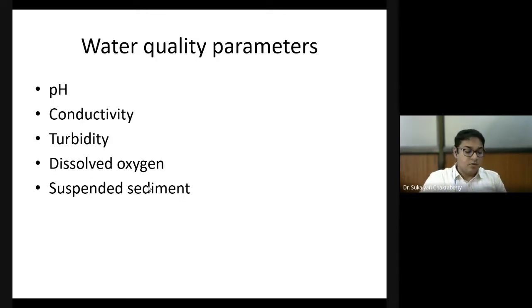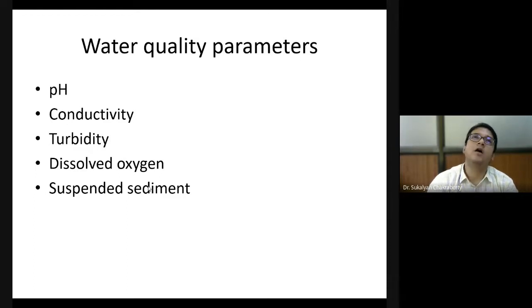Okay, so when we are talking about the water resources, we need to know about the water quality parameters. The total water quality parameters can be divided into physical parameters, chemical parameters, and biological parameters. In physical parameters, we have parameters like temperature, turbidity, color, odor. These are the physical parameters.